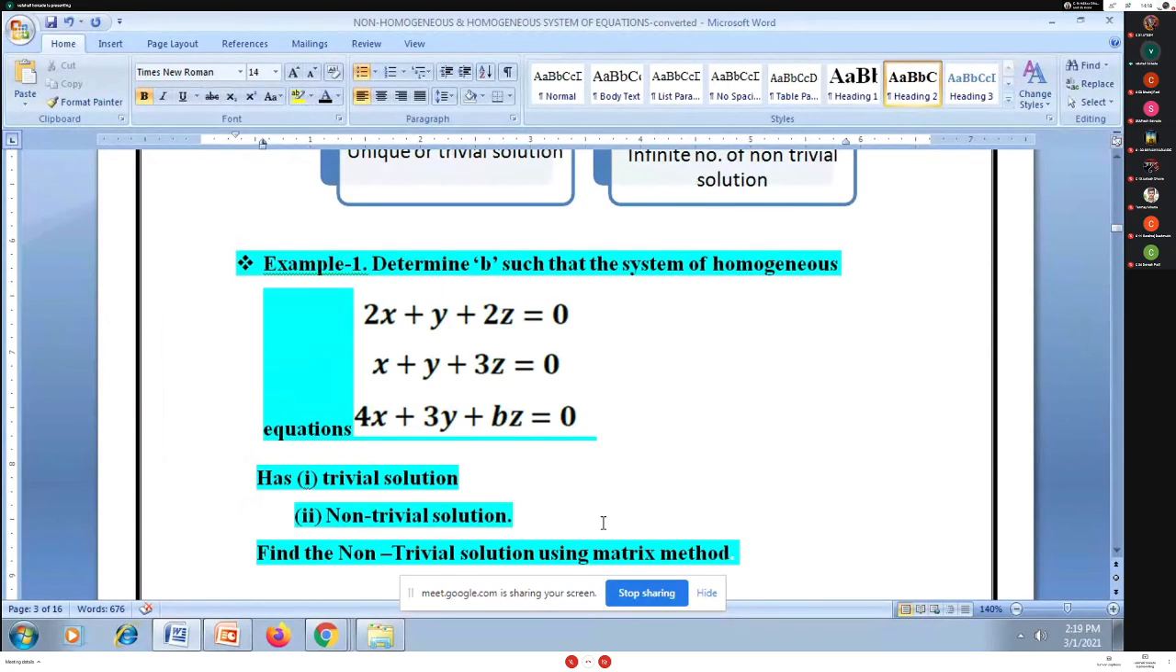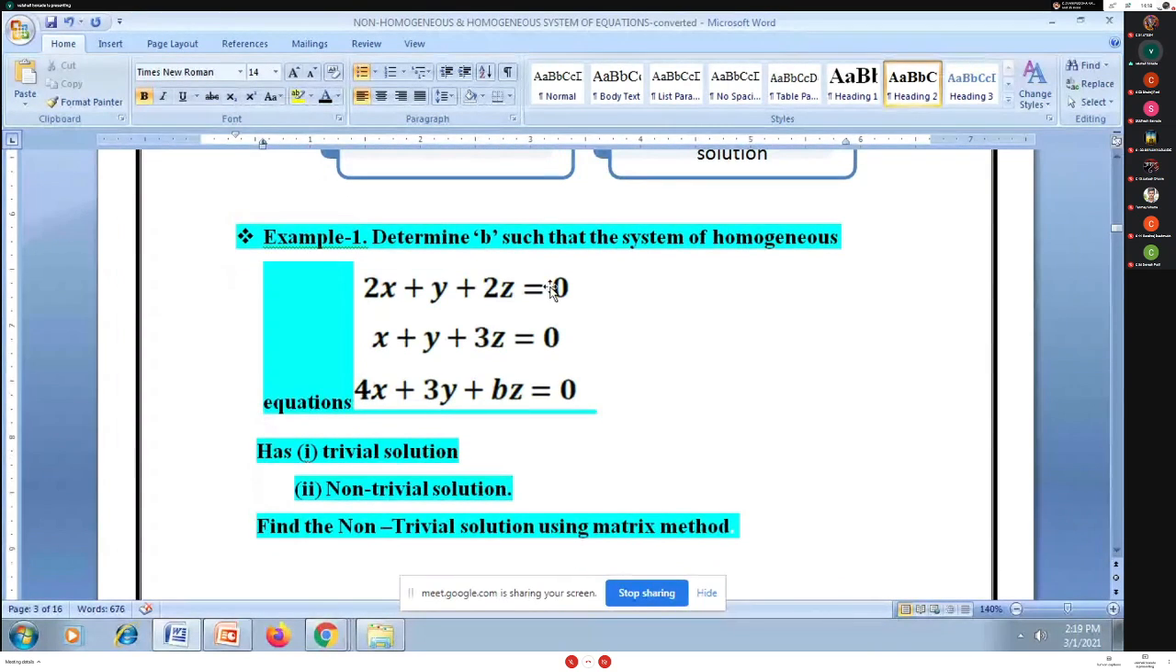What we require is to search value for unknown b when the system will have trivial solution or non-trivial solution here. At that time, I require to search value for unknown b, and find a non-trivial solution using matrix method. Trivial solution means what? I'm having all unknowns as 0. Which are the unknowns here? We are having unknowns as x, y, z. So I require this system should have trivial or non-trivial solution.